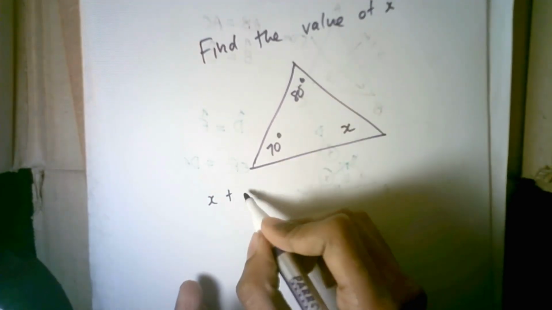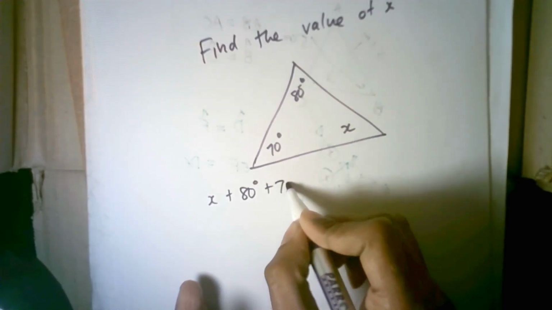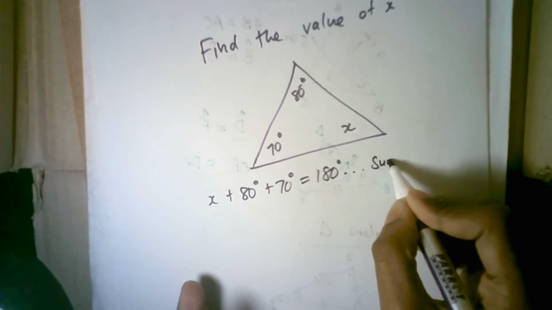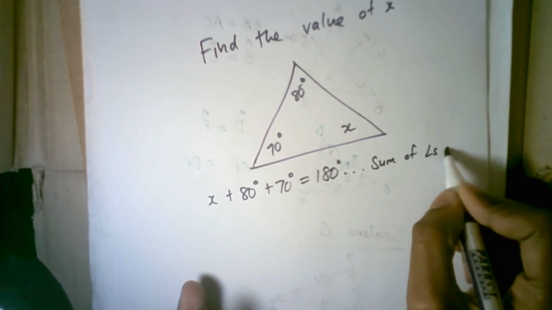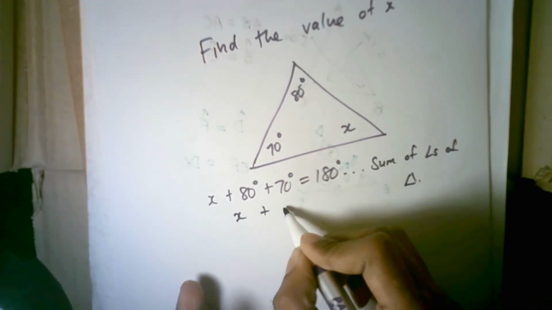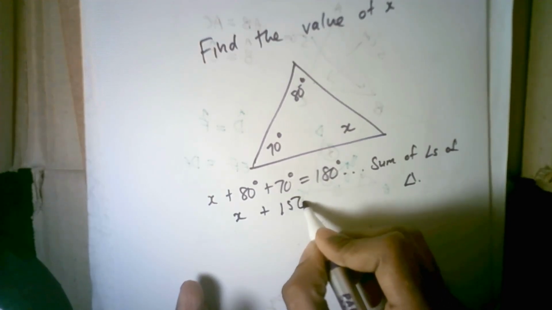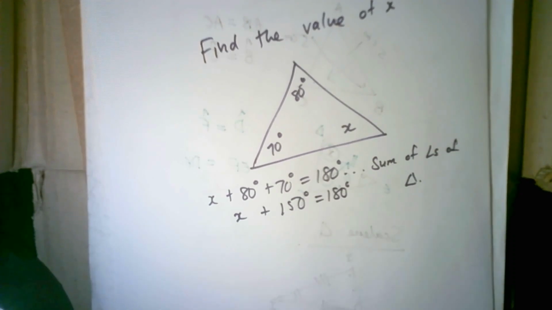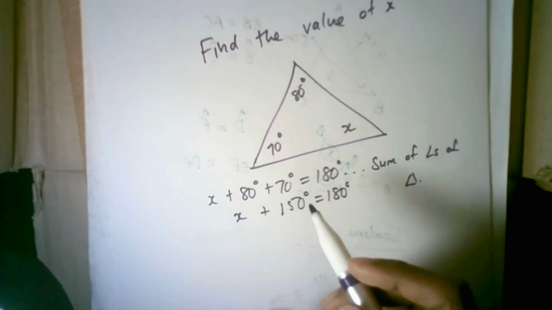And the reason for that is sum of angles of triangle. So we have x plus, this will be 150 degrees, is equal to 180 degrees. And of course, algebra is the mother of maths. So I taught you how to solve an algebraic equation. You have to isolate x. I take 150 to the other side. Technically, what am I doing? I'm subtracting 150 degrees from both sides of the equation.